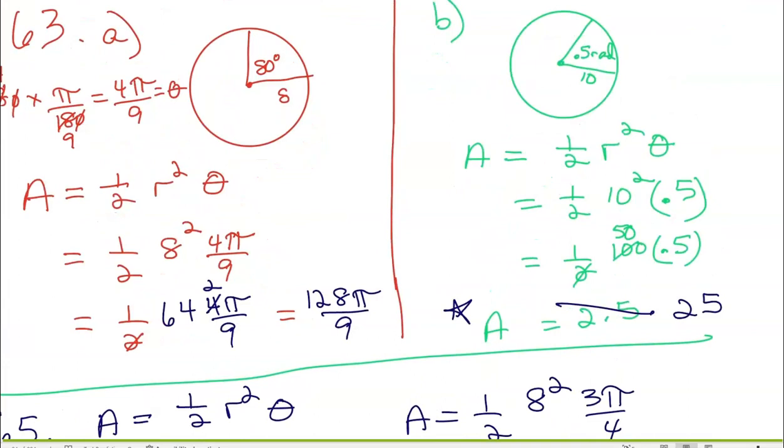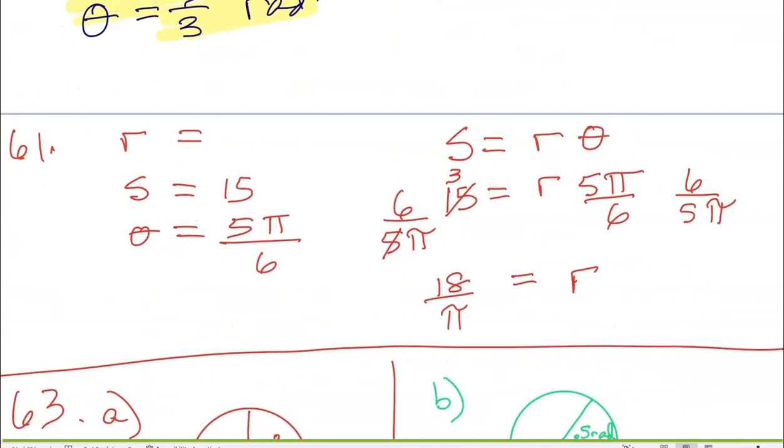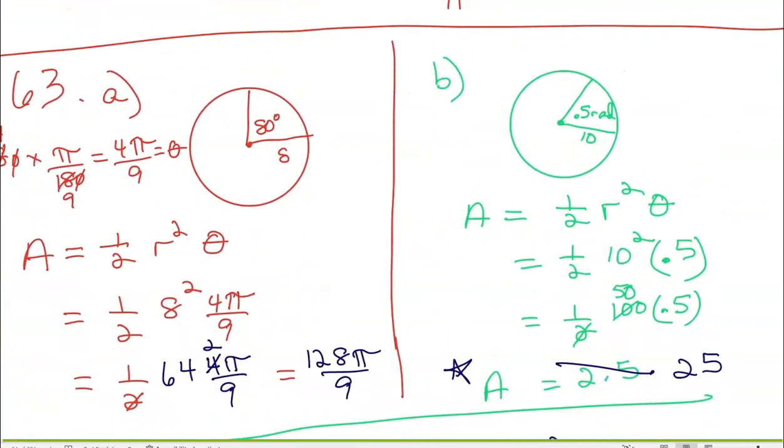63, I kind of lost my head. 0.5 times 50 is 25 and not 2.5 for 63B. And for 63, 8 squared is 64, not 36 as I wrote down. So I should get 128 pi over 9. And 61 was fine.